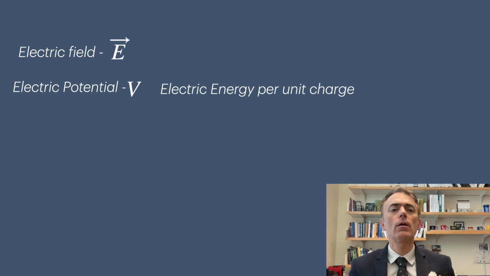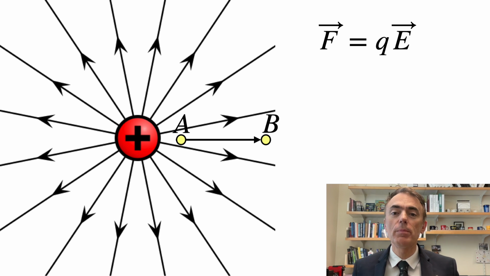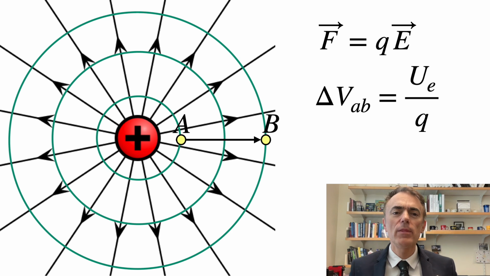Let's make the connection clearer. Imagine we have 2 points, A and B, in an electric field. The electric field tells us how much force would be exerted on a charge moving between these points, but the potential difference between A and B tells us how much energy is required to move the charge from A to B.